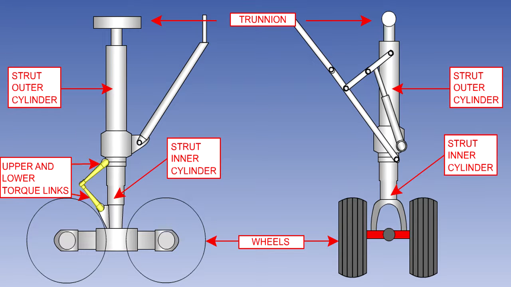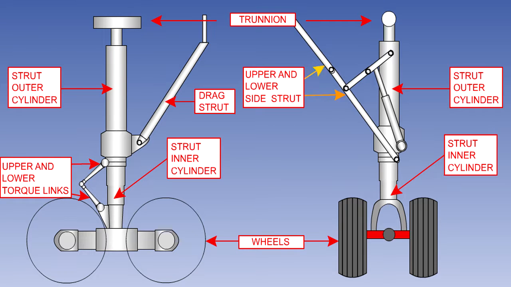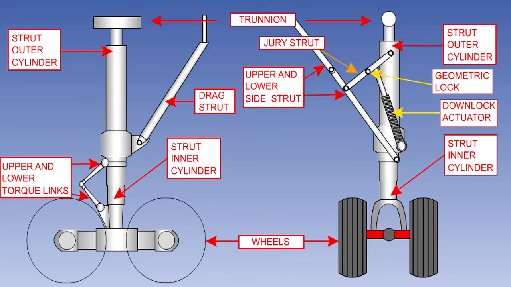The wing gear torque links prevent rotation between the shock strut inner and outer cylinders without affecting their reciprocating action during normal operation of the strut. The drag strut, as shown here, supports the leg in a fore and aft direction. The upper and lower side struts support the leg laterally. They fold out when the gear is lowered, and are then held in place by the jury strut, which also folds out during extension. The jury strut is pulled over center by the downlock actuator, geometrically locking the gear down.